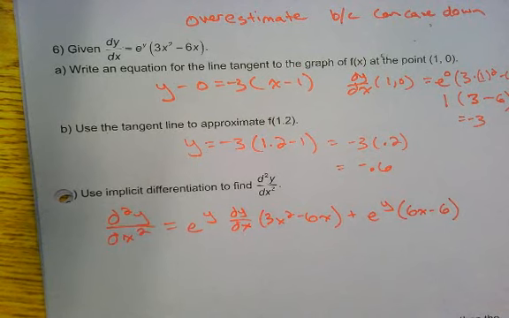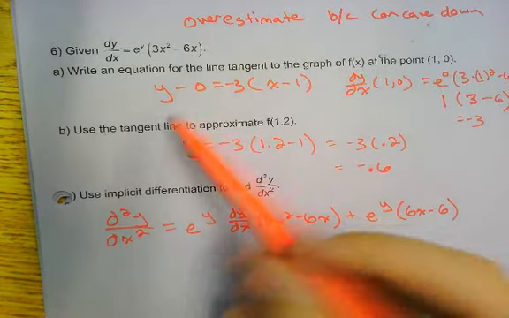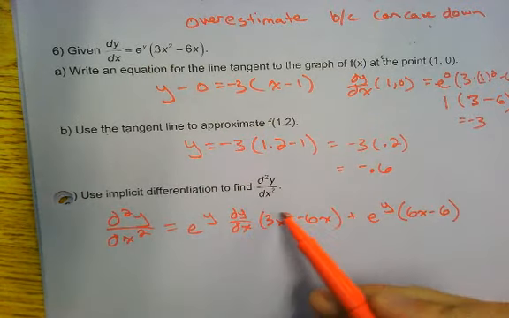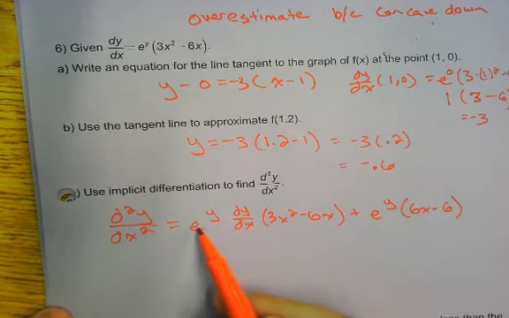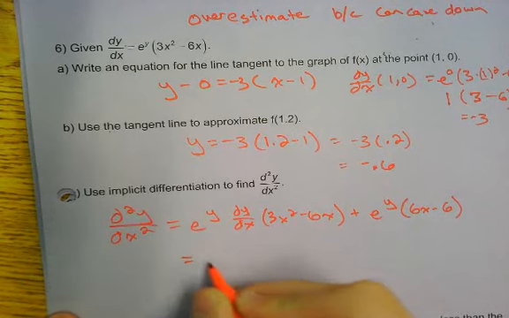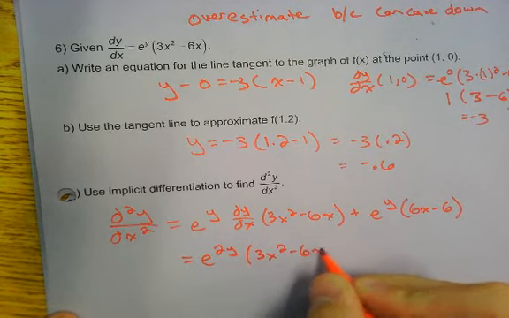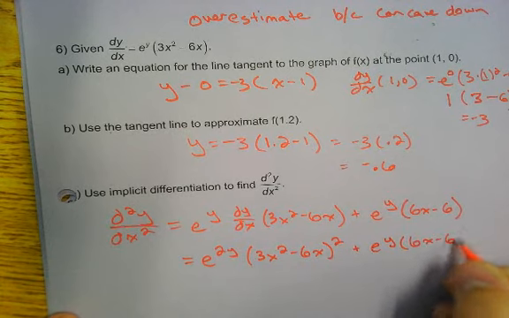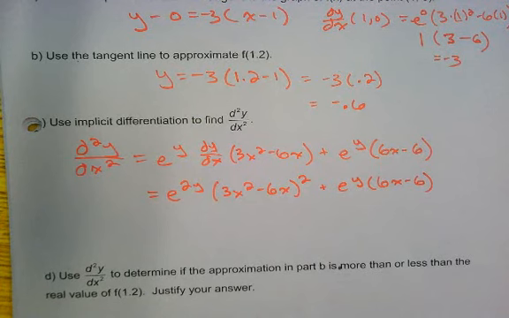I can simplify this a little bit. What does this dy/dx equal? It equals this right here. So if I plug that in right there, don't I have two of these 3x squared minus 6x's? Don't I have two of these e to the y's? So isn't this e to the 2y times (3x squared minus 6x) squared plus e to the y times (6x minus 6)? I mean, that's as much as I really need to do for right now.